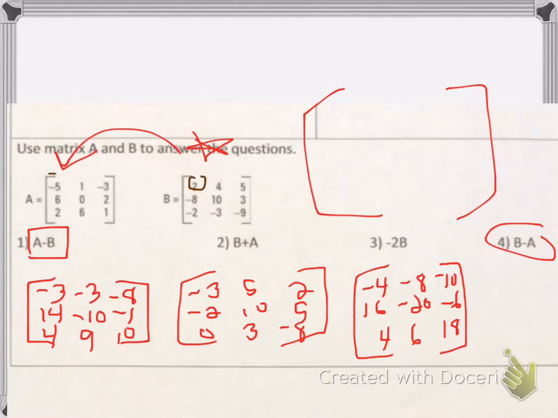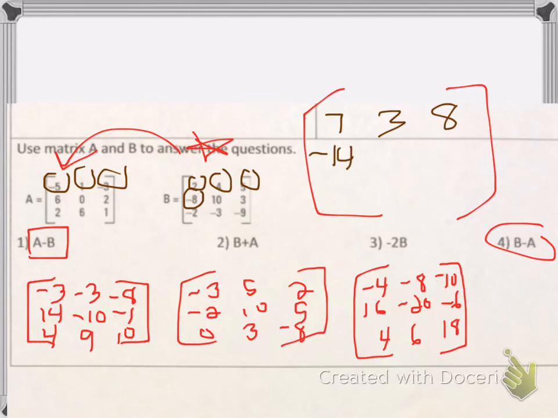So it will be 2 minus negative 5, which would be 2 plus 5, so 7. And then 4 minus 1, which is 3. And 5 minus a negative 3, which would be 8. Go to the next row, starting again with B. So negative 8 minus 6 would be a negative 14. 10 minus 0 is 10. 3 minus 2 is 1. And then finish that last row again, starting with the B's. So negative 2 minus 2 is 0. Negative 3 minus 6 is a negative 9, and negative 9 minus 1 is a negative 10.